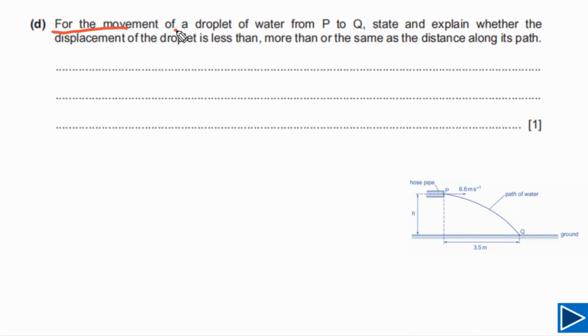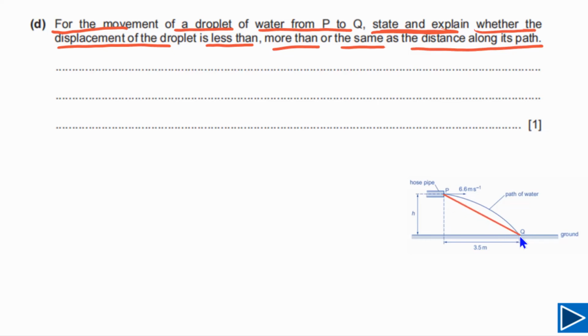For the movement of a droplet of water from P to Q, state and explain. State and explain. Very important. You have to state, then you have to also explain whether the displacement of the droplet is less than, more than, or the same as the distance along its path. So the first thing we need to understand: what is displacement? Displacement is the shortest distance between any 2 points. In this case, displacement from P to Q, this straight line is the displacement. And you see this curve, this one is the distance. So you can see that in this case, displacement is less.